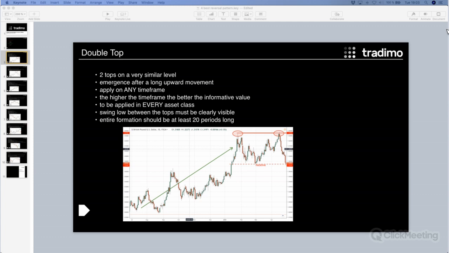That's correct. And today I want to show you and all the other attendees that don't know the lesson in which all this is described in detail, what this double top pattern is about. The double top pattern is a formation with two tops at a very similar level. You can see this here. This is a British pound US dollar chart, also called a cable chart.